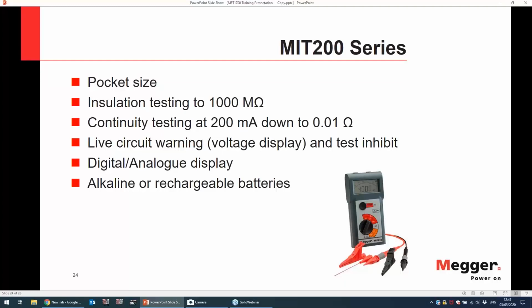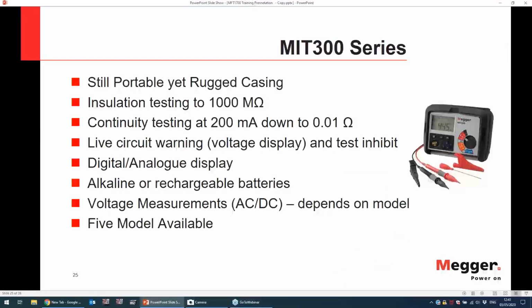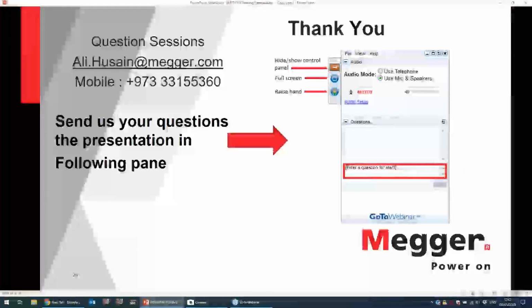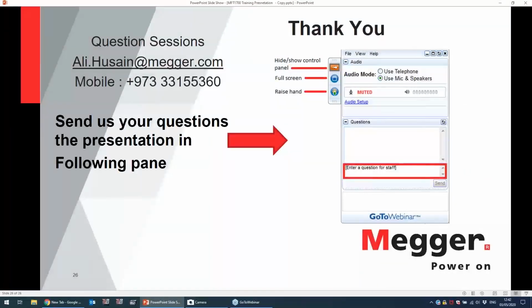And if you want a higher end than this one, a more rugged device, we have the MIT 300, which in addition to insulation and continuity tests, also has voltage measurement for AC and DC, with the addition of frequency measurement on the device as well. That will be the end of my webinar session. Now we will go to the question session.